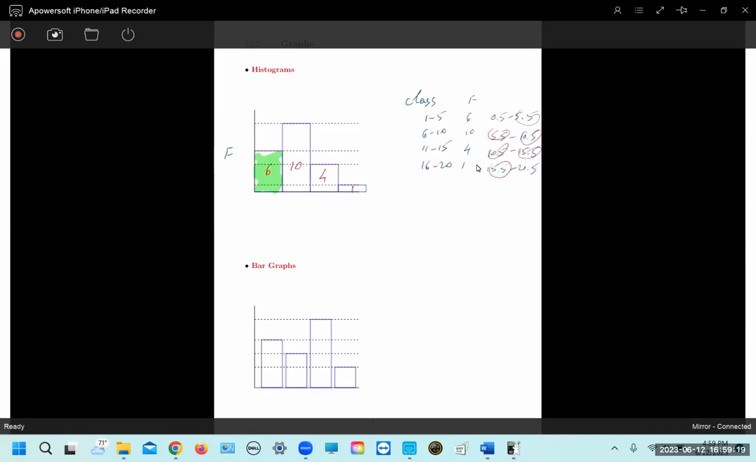So this one is what we call quantitative. So this one is quantity. So we can say histogram. Okay. So we do the same thing as the bar graph. So is this one quantitative data?